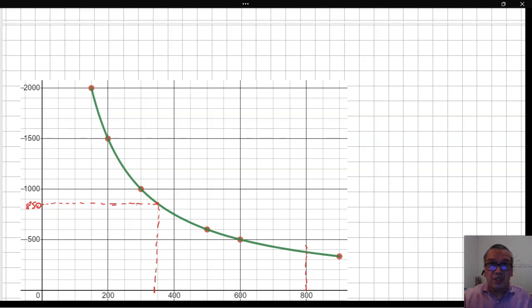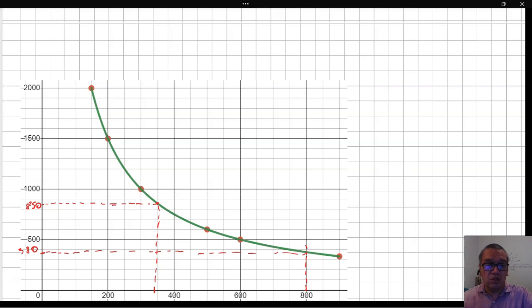If the frequency is 800 kilohertz, it's even easier because you have a thick line over here. And you can see that this should be a little bit below 400 meters, perhaps around 380 meters.